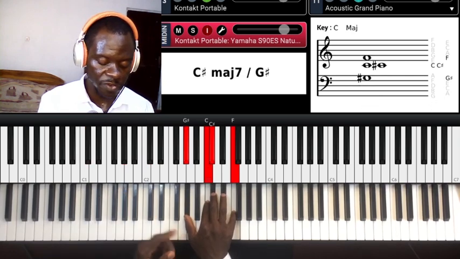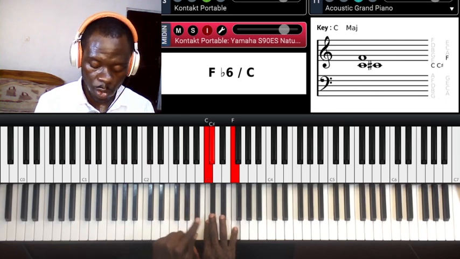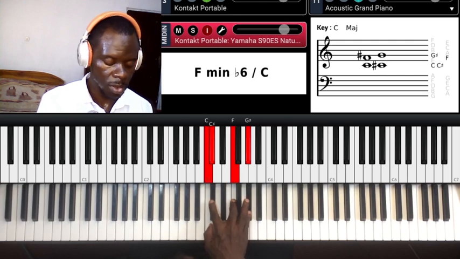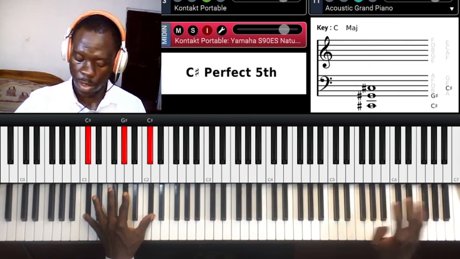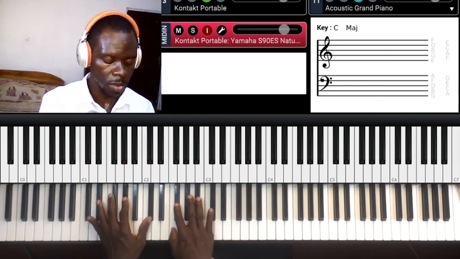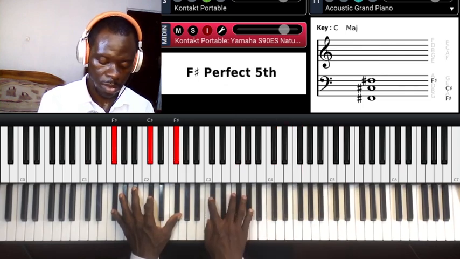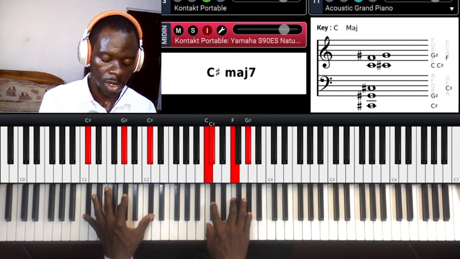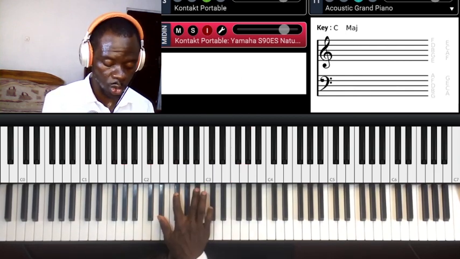Then the third inversion, the 5th note will move here, so that's the third inversion. Alright, so let's move on to the chord 2.